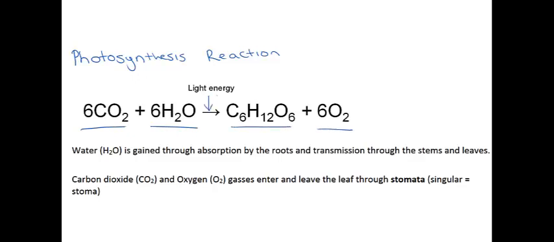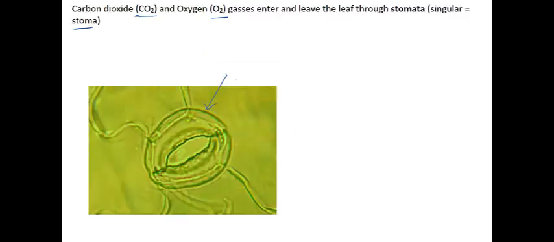power of light energy. The water is absorbed by the roots of the plant and then is transported up through the stems and into the leaves of the plant. Carbon dioxide is taken up and oxygen gas is released through pores called stomata, or stoma for the singular. This picture here shows a stoma.